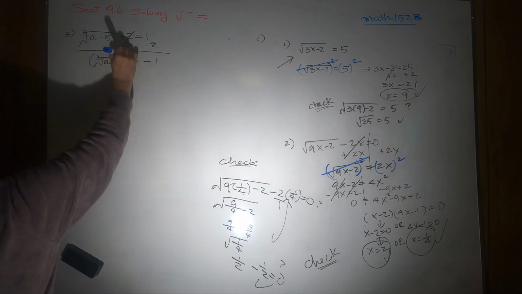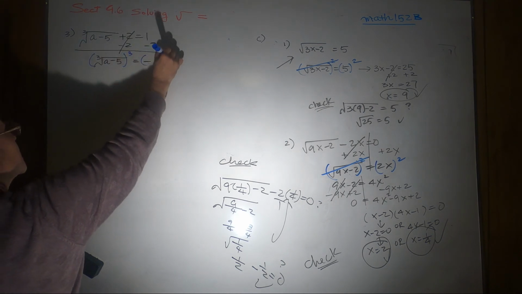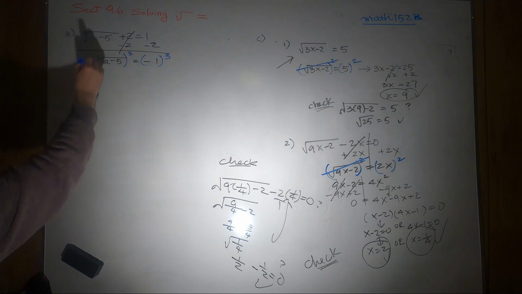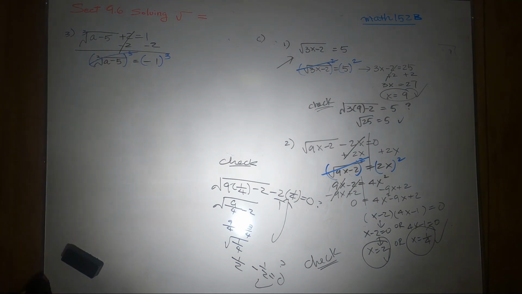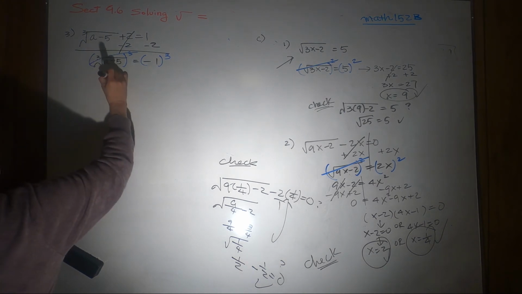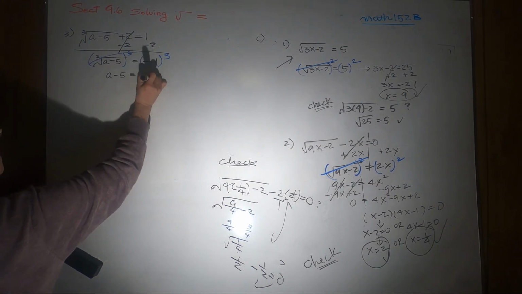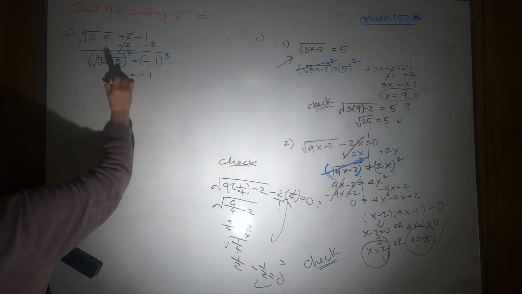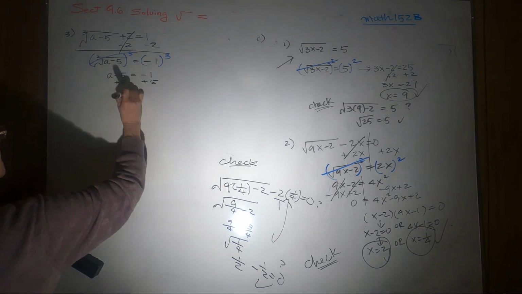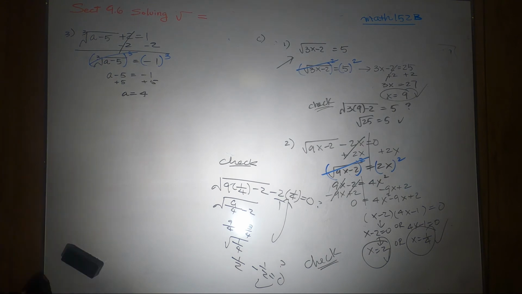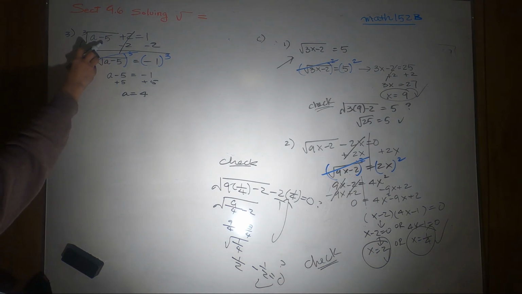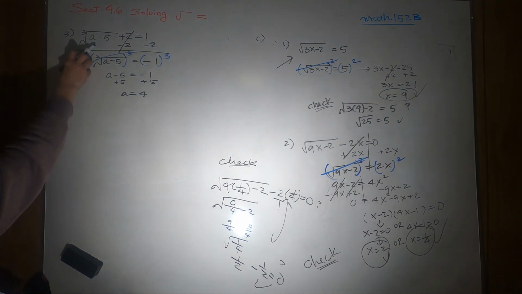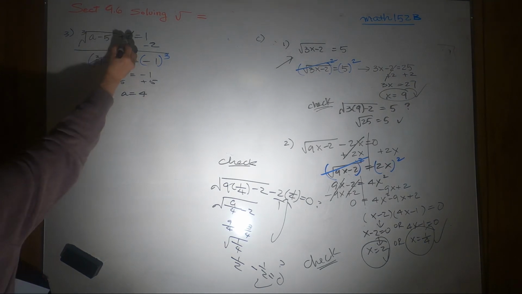Okay, so you do the opposite, take it to the power of 3 instead. Then if you cube root, take it to the power of 3, then the root itself will be a minus 5, right? Then you can solve it, plus 5, then a is 4. Then we check. 4 minus 5 is -1. Cube root of -1 is -1. Plus 2 is 1.